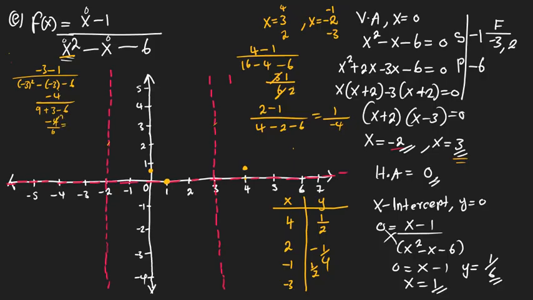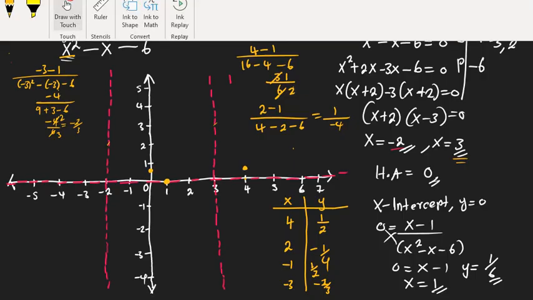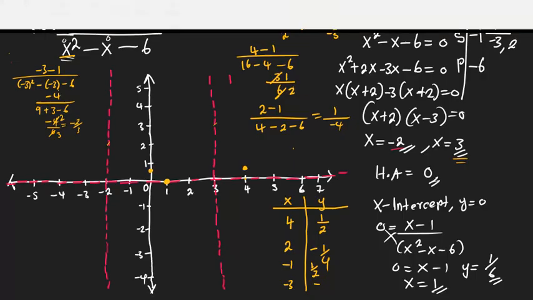So here I'm getting, this is 2, this is 3. I'm getting 2 over 3. Okay, so I'm getting negative 2 over 3, same as negative 0.6.